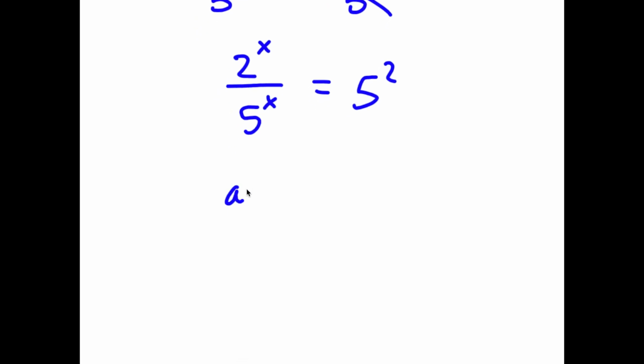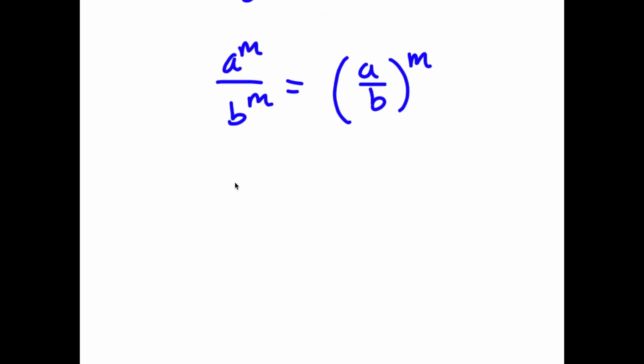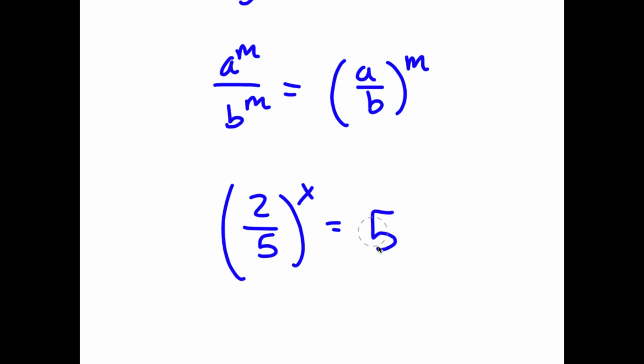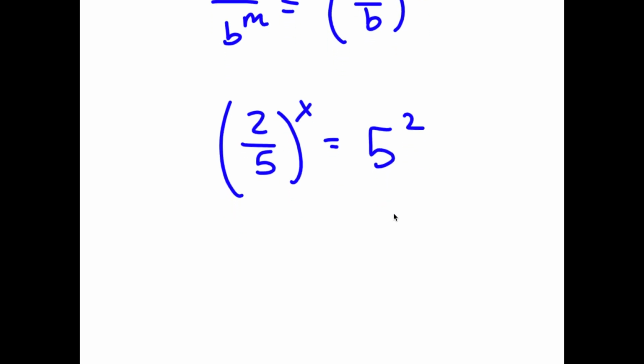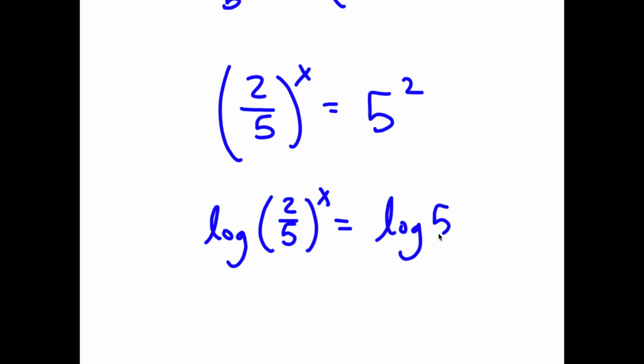And if I have something in the form a to the power of m over b to the power of m, this is equal to a over b to the power of m. So 2 to the power of x over 5 to the power of x is going to be 2 over 5 to the power of x, which is equal to 5 squared. Now I'm going to take the log on both sides. So I get log 2 over 5 to the power of x is equal to log 5 squared.